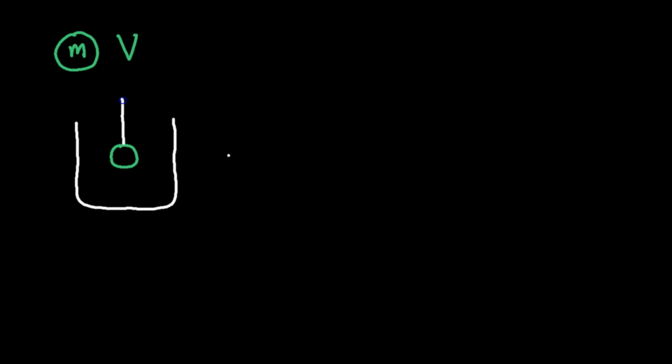Now let's take a look at a metal sphere hanging on a string that we lower into some oil. And this metal sphere has a mass of m and a volume of V, and the oil has a density of rho oil. And we want to find the tension force acting on this metal sphere. Now, whenever you're solving a force problem, you want to start with a force diagram. So what forces are acting on this metal sphere?